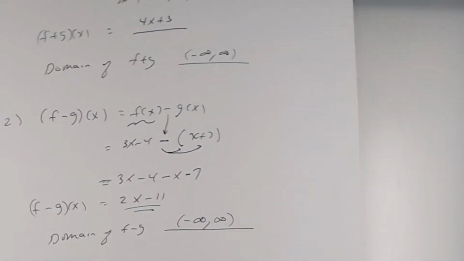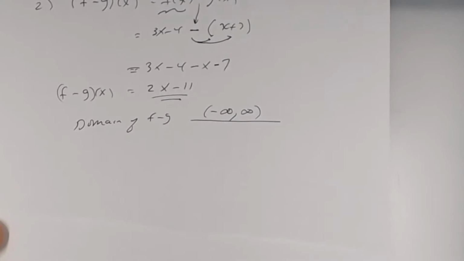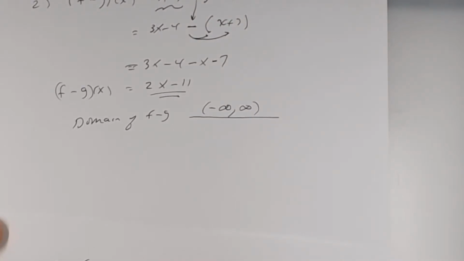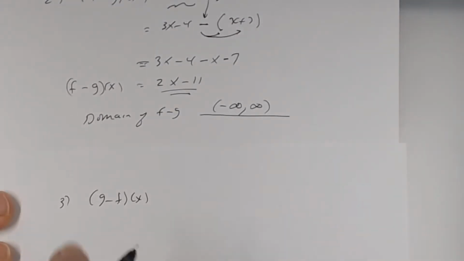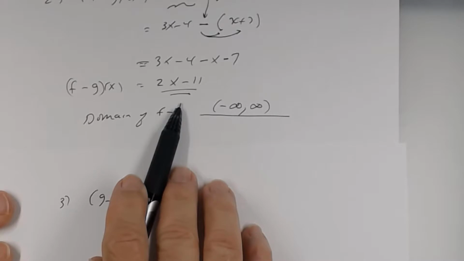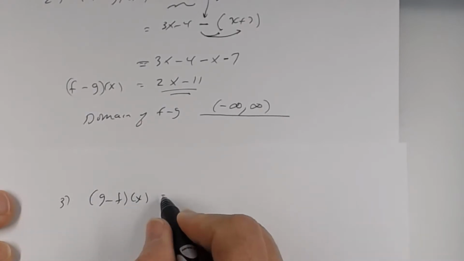Number 3. So f minus g at x was equal to 2x minus 11, right? Let's find g minus f at x. Is it going to be g minus f at x? Is it also going to be 2x minus 11? No, because subtraction is not commutative. But I do know by definition that that's equal to what?